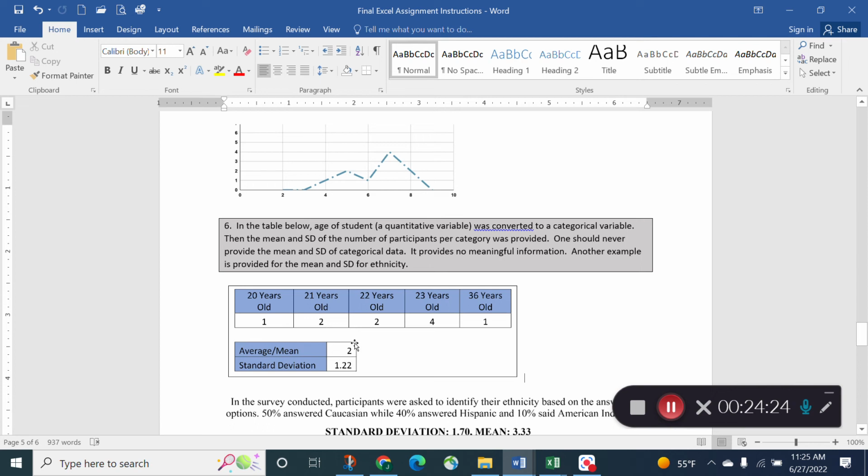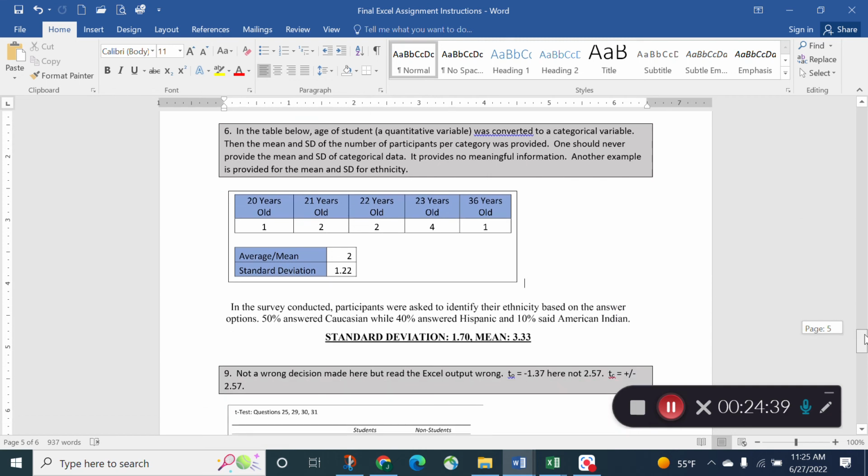But it makes no sense. I mean, I can't even think about how you would interpret that, what they're saying. Really, I guess that 2 is the average number in a category, which again is not super meaningful.